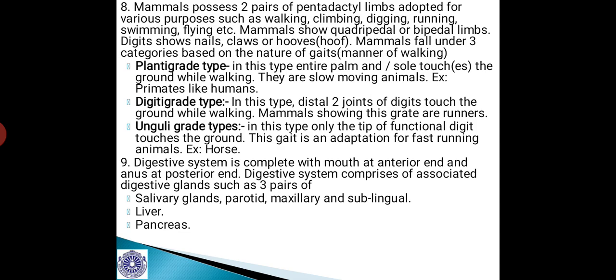Then mammals possess two pairs of pentadactyl limbs which are adapted for various purposes such as walking, climbing, digging, running, swimming, flying, etc. Different varieties of mammals exhibit different types of locomotion, and these are aided by these two pairs of pentadactyl limbs. Mammals show quadrupedal or bipedal limbs. We human individuals are bipedal organisms where we move with only the second pair of limbs of our body, that is hind limbs, which we call legs too.